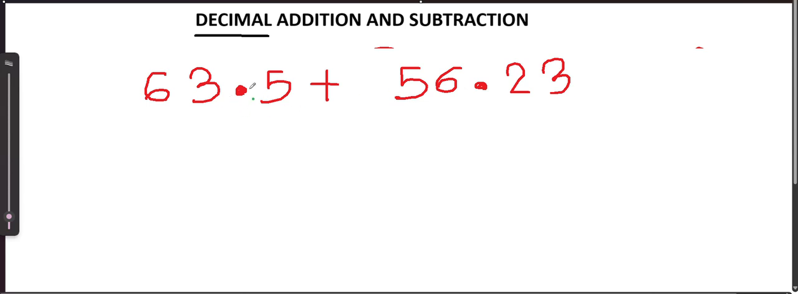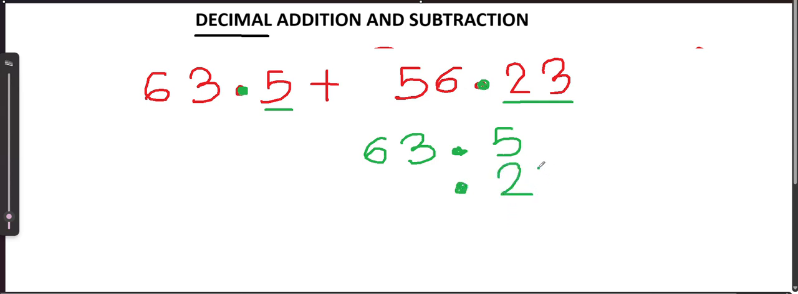Over here, just have a good look. I have a decimal point, I have 1 digit after that. I have a decimal point, I have 2 digits after that. So what should I do? Let's write 63.5. For the next number, I'm trying to put the decimal place first. Okay? Putting the 2 and 3 and putting the 56 over here.